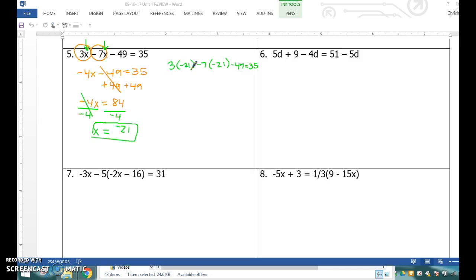3 times negative 21 is negative 63. A negative 7 times a negative 21 is going to be positive 147, and then minus 49 needs to equal 35. All right, let's check this out. Negative 63 plus 147 is 84. Oops. And 84 minus 49 is 35. Perfect.